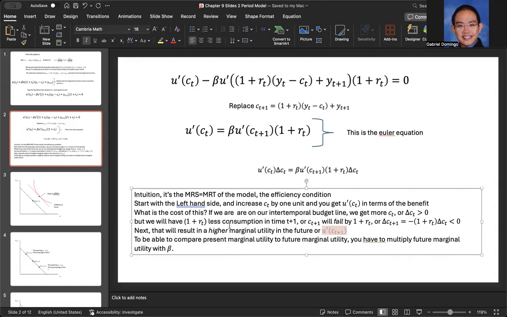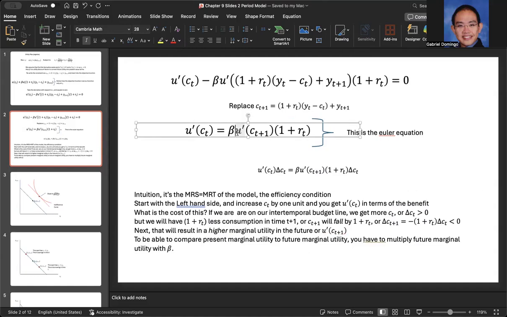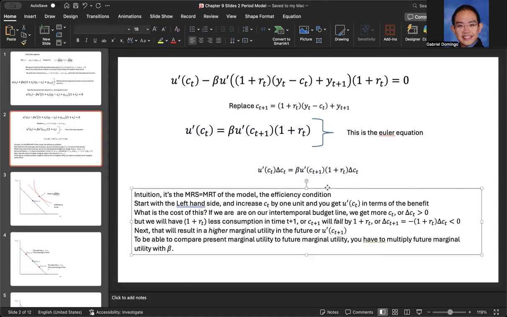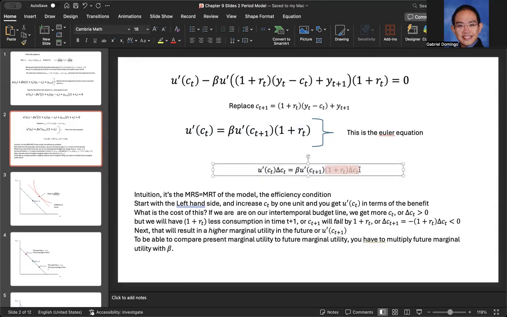Finally, to be able to compare the left-hand side, which is the present marginal utility, to the future marginal utility here, you have to multiply it with beta to turn it into its present value. This equation here is the same as the Euler equation, except that now you have the delta C_t that we had talked about. And here, this (1 + r_t) times delta C_t is delta C_{t+1}. This is the increase, or I should say the decrease, in future consumption, given the fact that you have an increase in present consumption here.